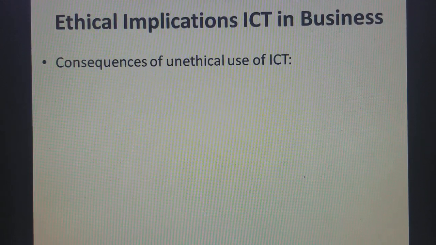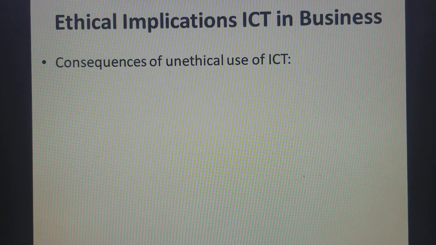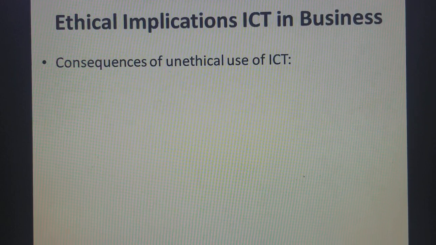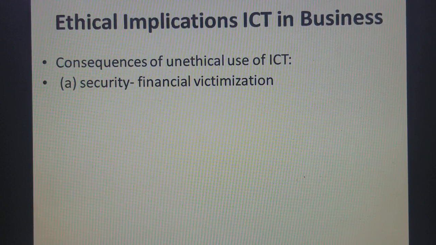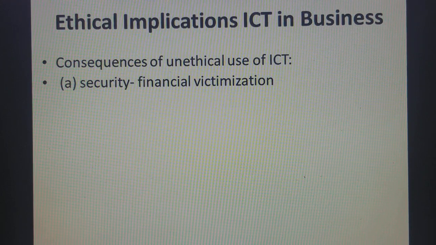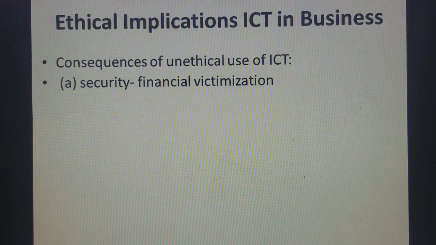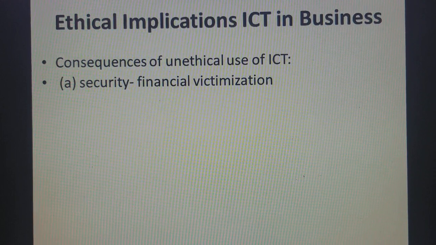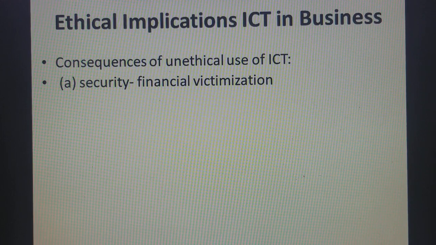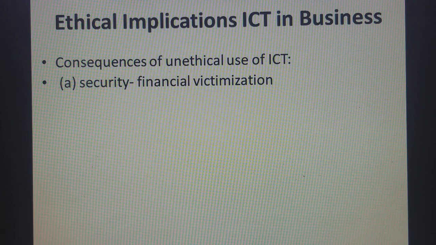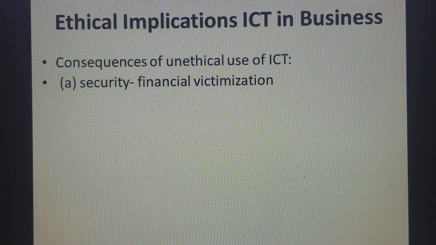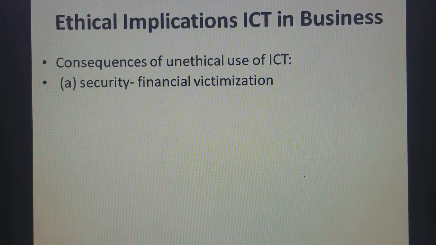But there are consequences if we are not operating ethically with ICT in business. One area of concern is security of information, financial victimization. Many persons have found that their banking information has been hacked, and so they are victimized. So that's an area of concern.